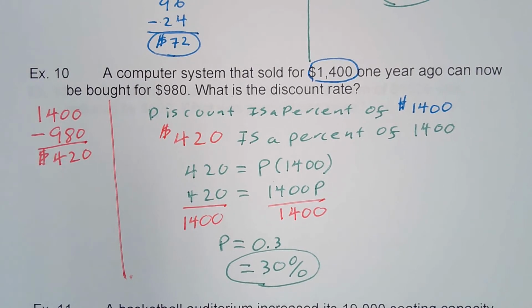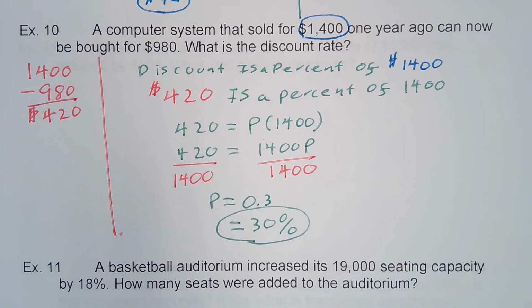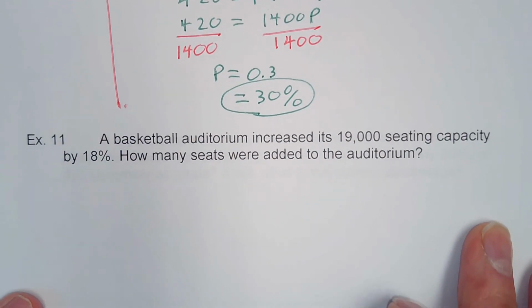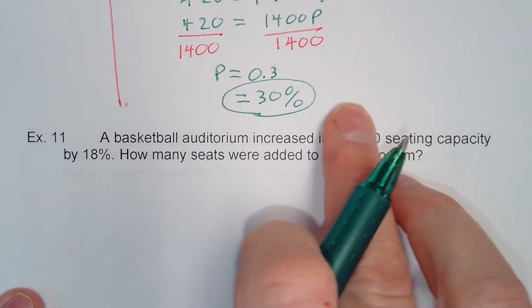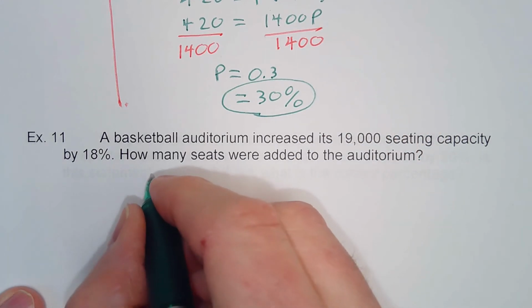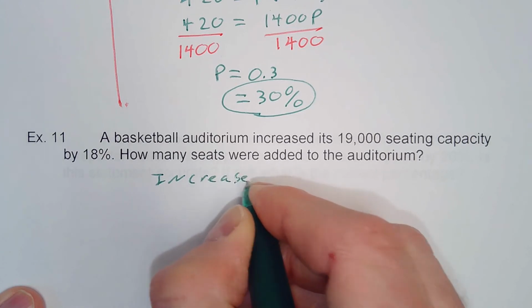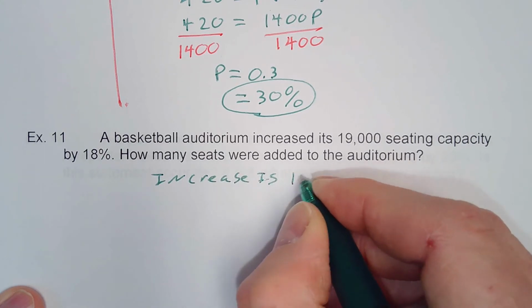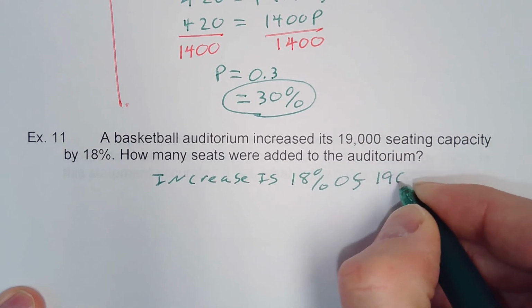So let's take a look at number 11. A basketball tournament increases 19,000 seating capacity by 18%. How many seats were added to the auditorium? Well, my 19,000, that's my original value, that's my base. The increase, that's what we're looking for, is 18% of 19,000.